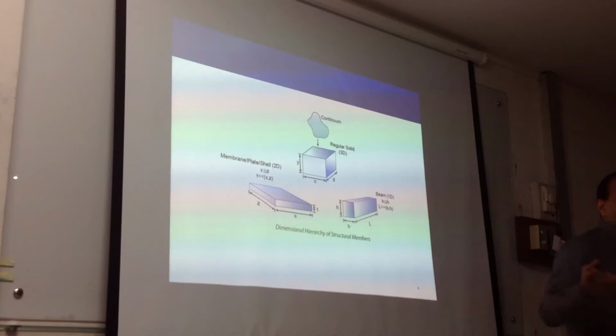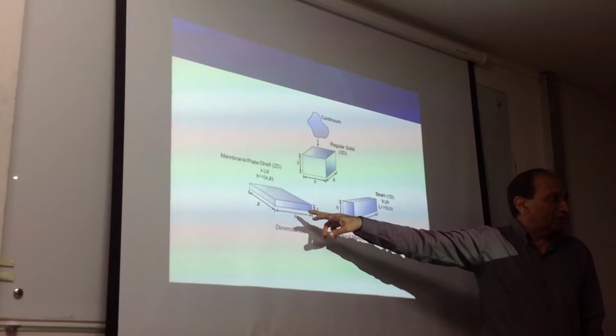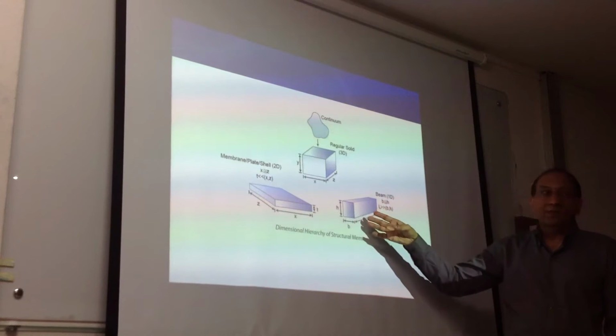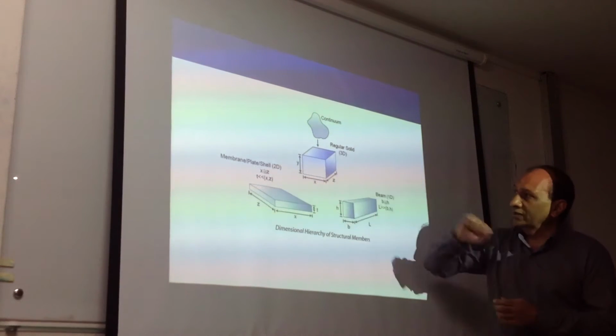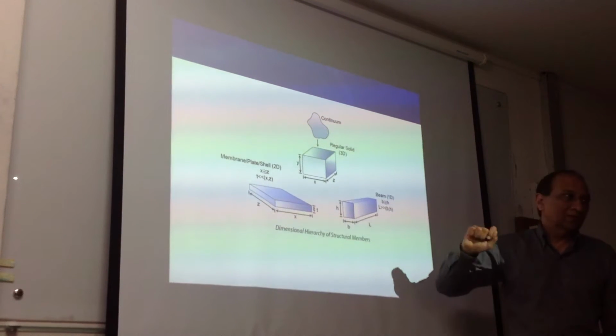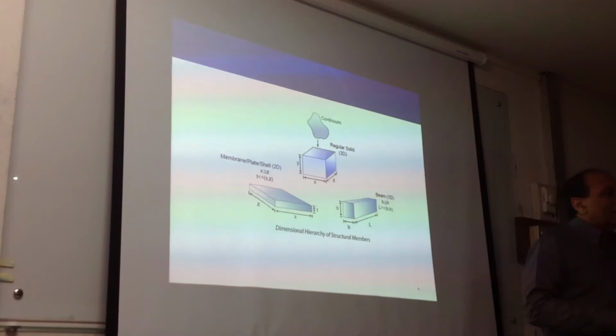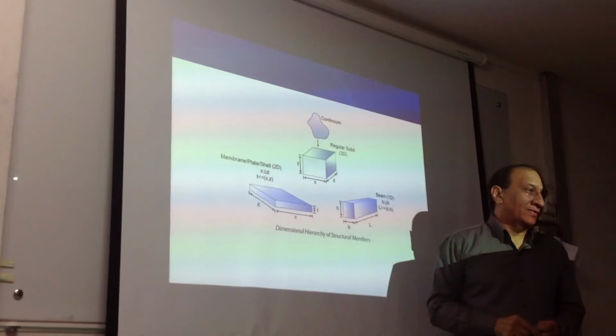So we have 3 possibilities. All dimensions are of the same order; 1 dimension is too small compared to the other 2; and 2 dimensions are too small compared to 1 dimension. We divide our study into these 3 possibilities and say this is solids, this is membrane, plate, shell, and this is beam. We call it beam, but actually it's a 1D element. This is a 3D element, this is a 2D element.